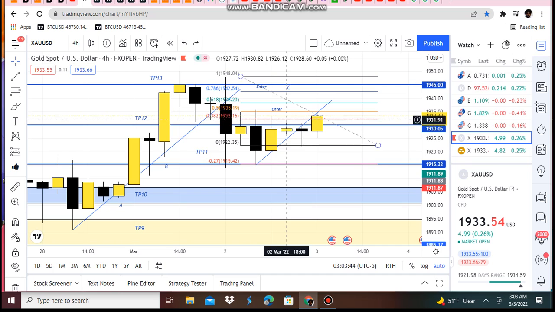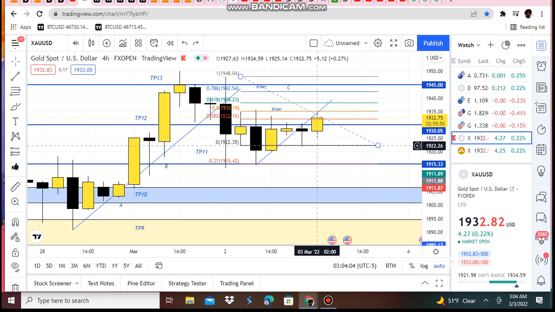Every time it wicks above, we'll head back down. It wicked above one more time at 1930, and then it broke this trend line and heads back down to zero, boom, right to 1922. Once price hits 1922 from 1930 to 1922, you could have made a couple hundred, a couple thousand.